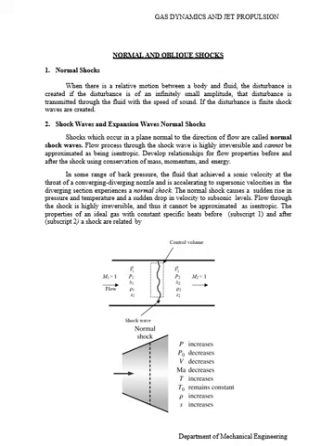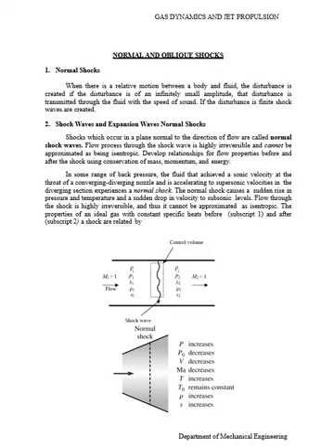Shocks which occur in a plane normal to the direction of the flow are called normal shock waves. The flow process through the shock wave is highly irreversible and cannot be approximated as being isentropic. We develop a relationship for the flow properties before and after the shock using the conservation of mass, momentum and energy.